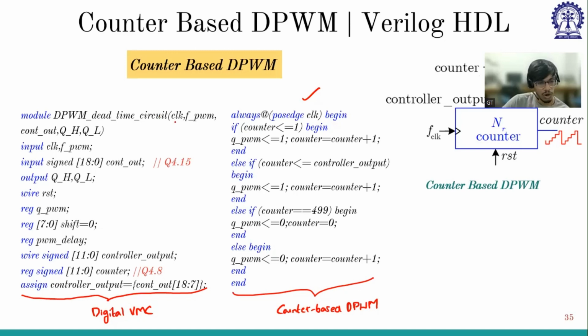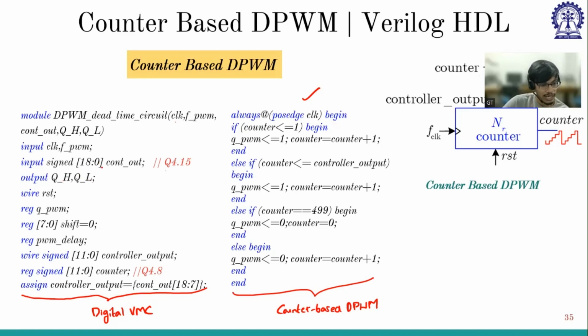It has clock, FPWM, controller output, QH, QL. QH is the high side gate pulse, QL is the low side gate pulse. Inputs are clock and FPWM, and the controller output is coming in. This has some Q format. We'll go into the details of this next week. Currently, just think that there is some Q format that we are going to use. Why it is 4.15, how it is coming, we'll discuss in detail next week. SAR will also teach. So outputs are QH and QL.